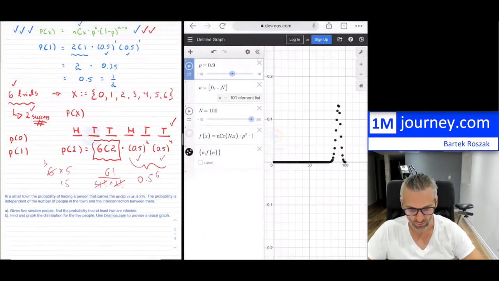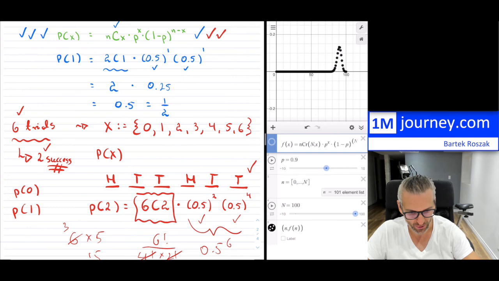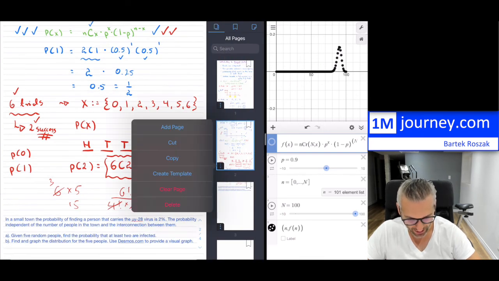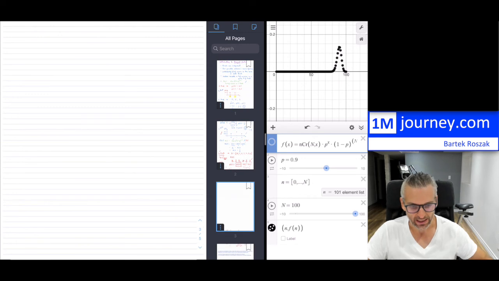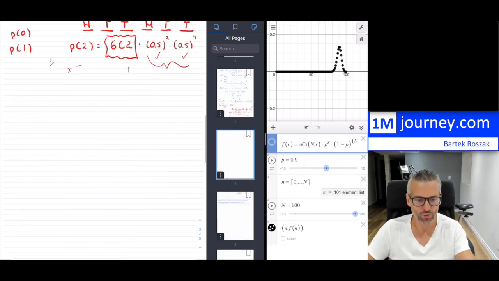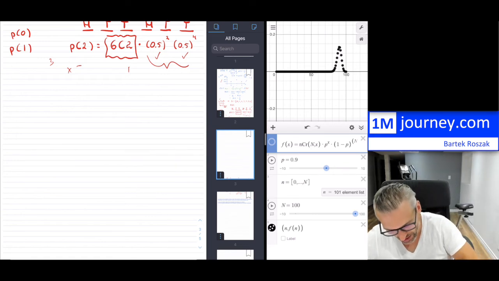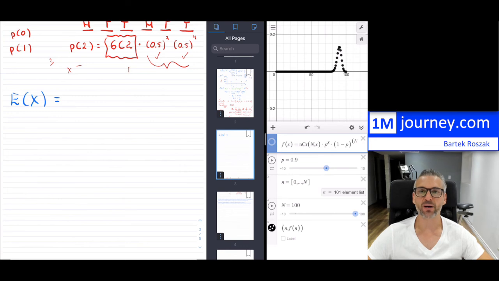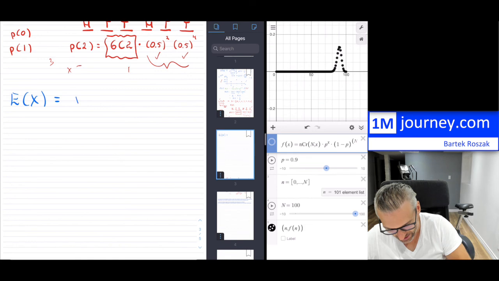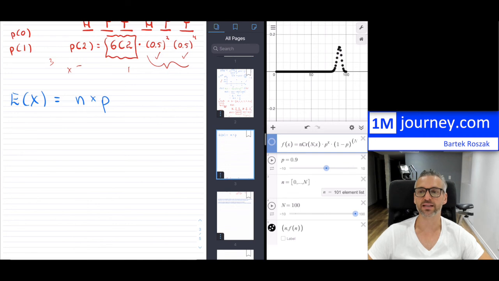The last thing that I wanted to talk about within here, I'm going to try to add another page, is the expected value. So you saw that in probability distributions, you can calculate what would have been the average, or the expected value. Now, for the binomial distribution, you have a very nice equation that this actually just equals n, which is the number of trials, multiplied by the probability of success. That is your expected value.